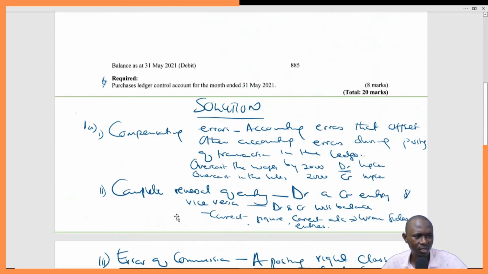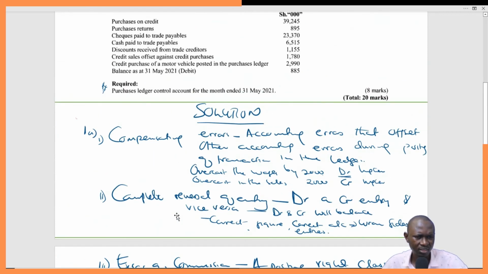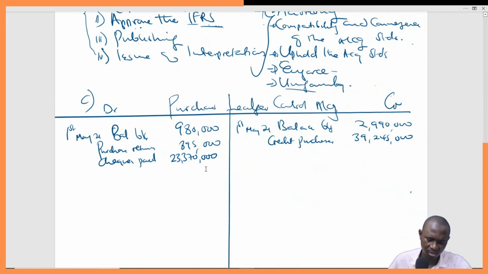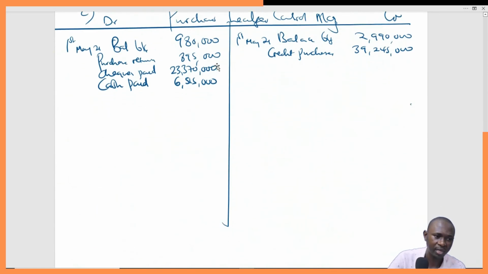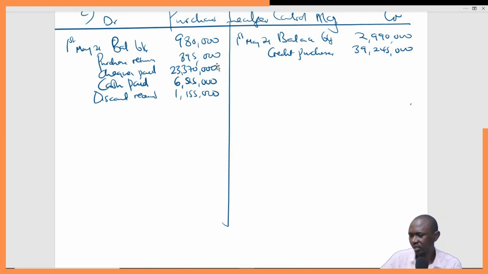Then the next one is cash paid to trade payables, the same thing, 6515. So simply come here and say cash paid 6515. I hope I've captured the figure correctly. Yeah, 6515. Discount received from trade creditors. They have given us the discount, so we are the ones enjoying the discount. So this has the effect of reducing our liability. So discount received 1155. Simply come here, say discount received 1155. Next.